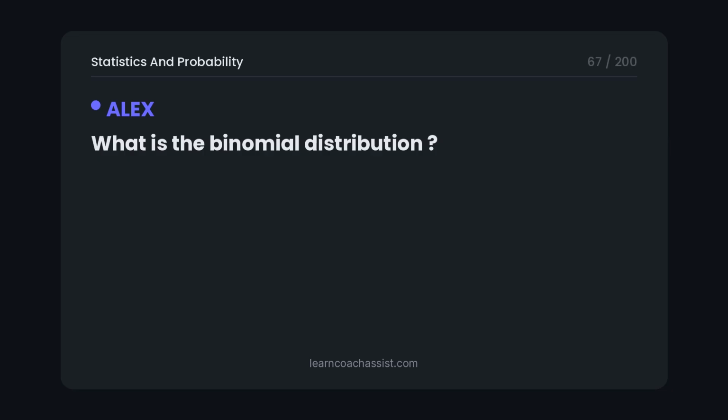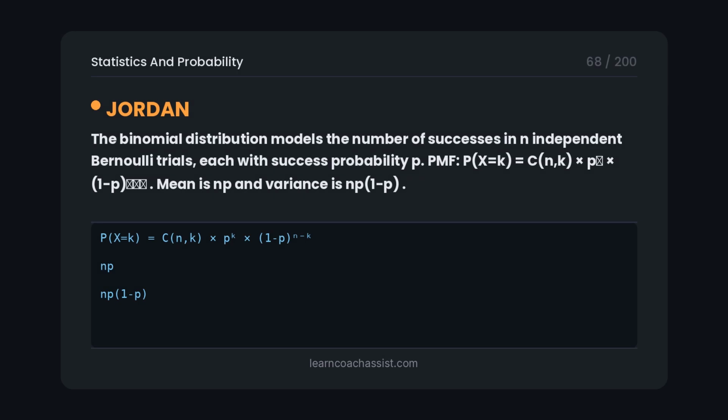What is the binomial distribution? The binomial distribution models the number of successes in n independent Bernoulli trials, each with success probability p. PMF: P(X = k) = C(n, k) p^k (1-p)^(n-k). Mean is np and variance is np(1-p).